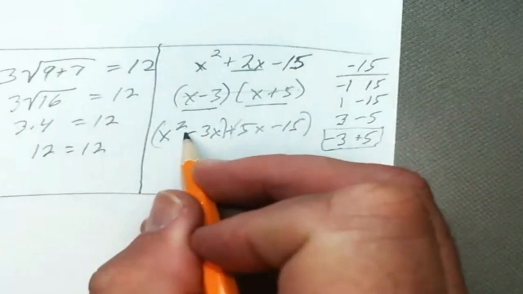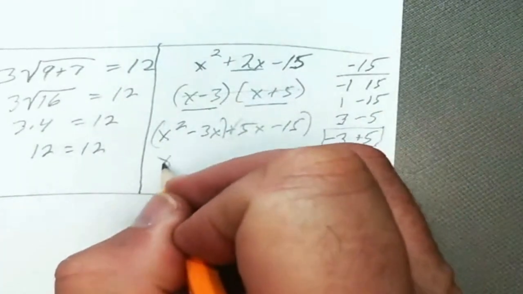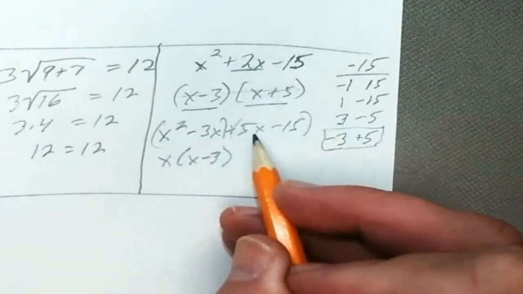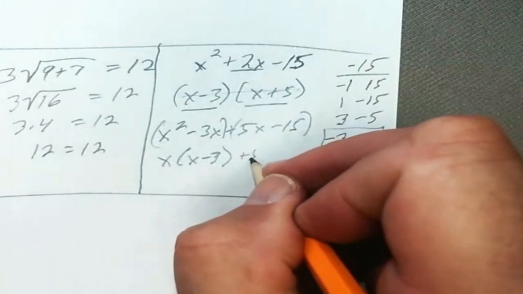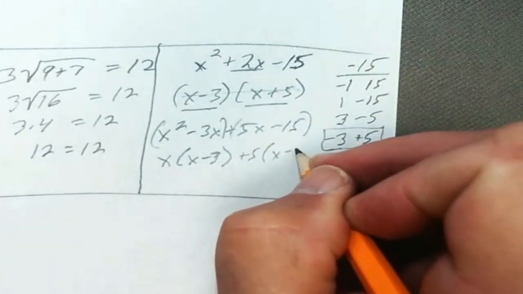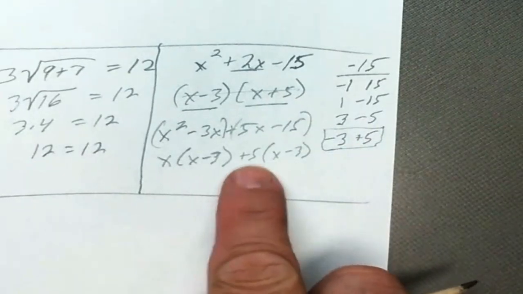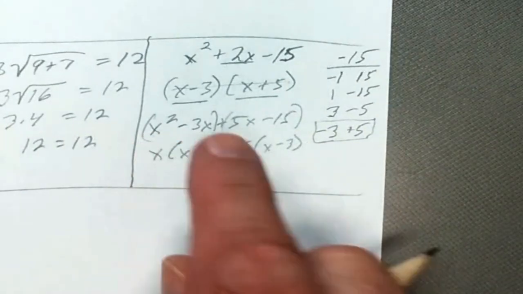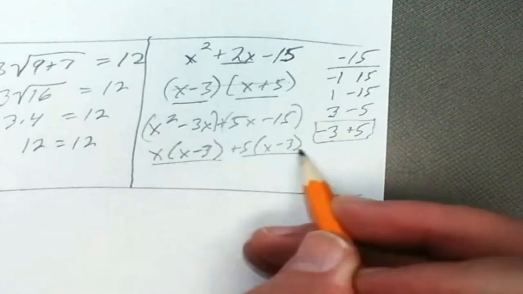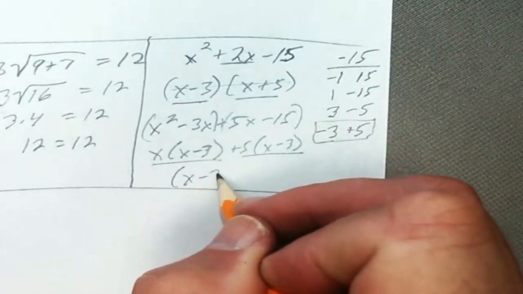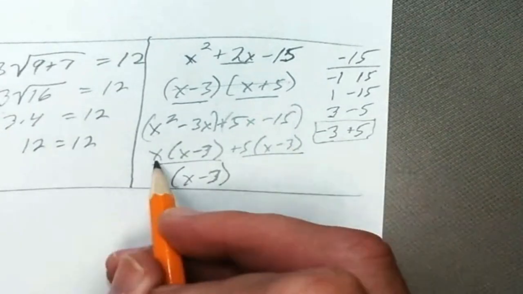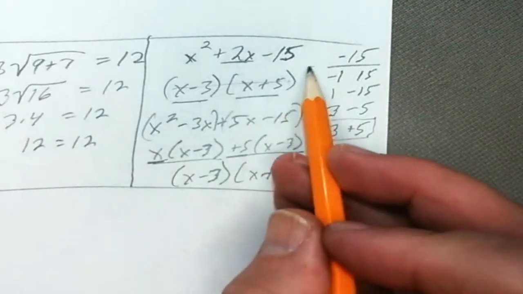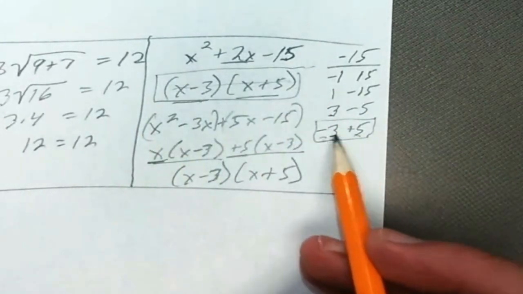But what you see, x squared minus 3x, I can take an x out of that and end up with x minus 3. And 5x minus 15, I can factor a 5 out of that, 5 times x minus 3. If I multiply that back together, that gets 5x minus 15. If I multiply this back together, it gets x squared minus 3x. So now I have two terms, and they both have an x minus 3. So I can factor x minus 3 out. And what's left? x plus 5. So look, that's the same answer we got just by using the two terms, x minus 3, x plus 5.